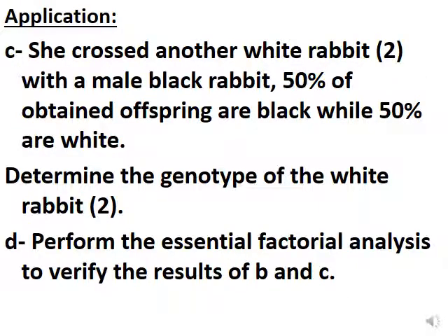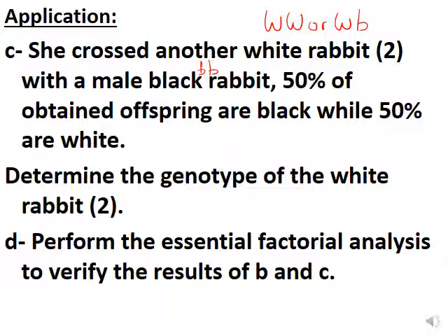So she crossed another white rabbit, part C, with another male rabbit. We got 50% black, 50% white. So here, the black, sure, is BB. While the white can be either WW or WB. Since it's dominant, it can be expressed in both homozygous or heterozygous. So WW or WB.